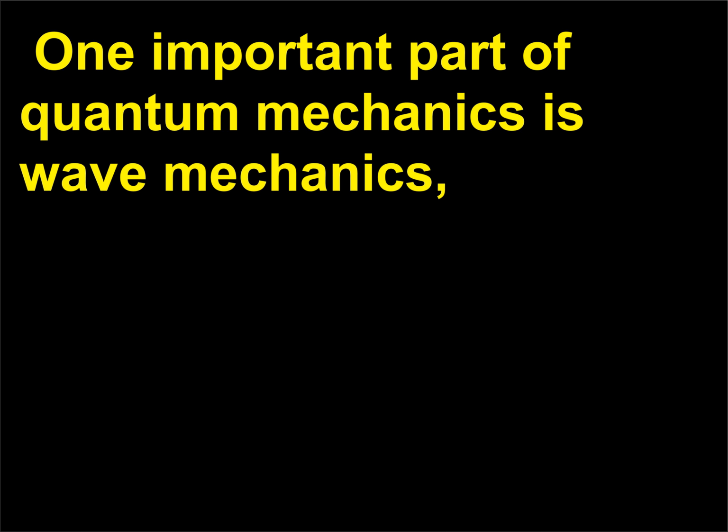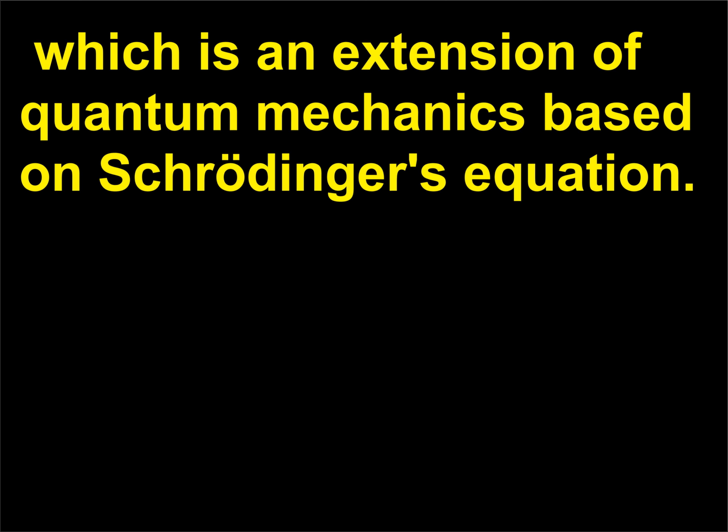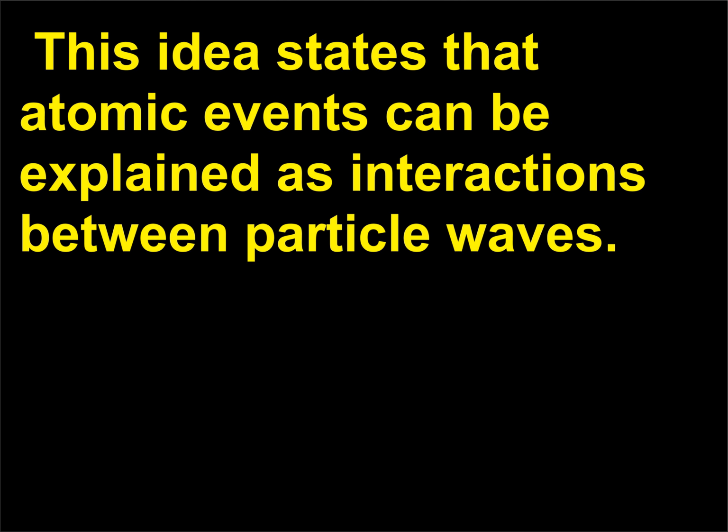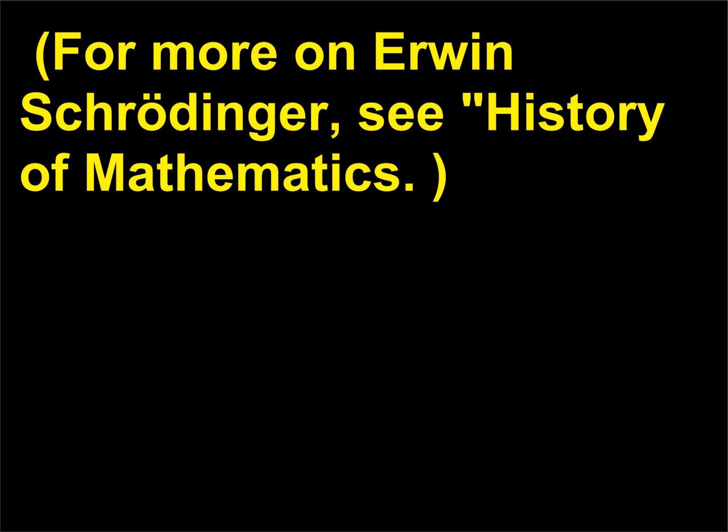One important part of quantum mechanics is wave mechanics, which is an extension of quantum mechanics based on Schrödinger's equation. This idea states that atomic events can be explained as interactions between particle waves. For more on Erwin Schrödinger, see History of Mathematics.